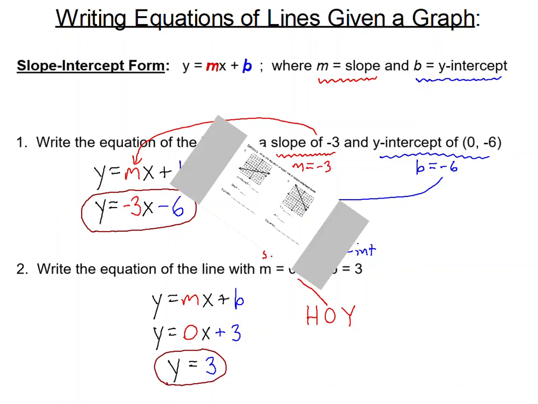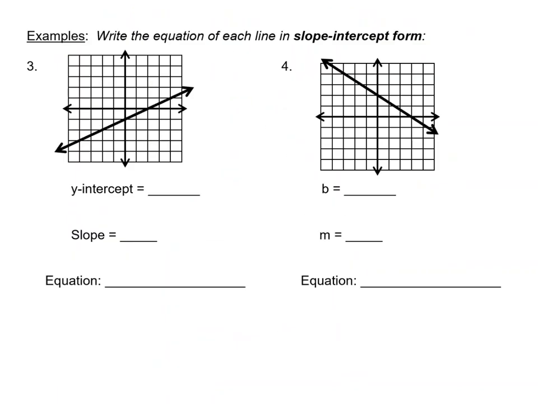Okay, let's look at it graphically. If we wanted to write the equation of each line in slope-intercept form given these graphs, we need to first find the y-intercept and then the slope. The y-intercept is pretty easy to see. It's right here on the y-axis, and that is this number right here. That is the ordered pair (0, -1). So that tells us that b equals -1.